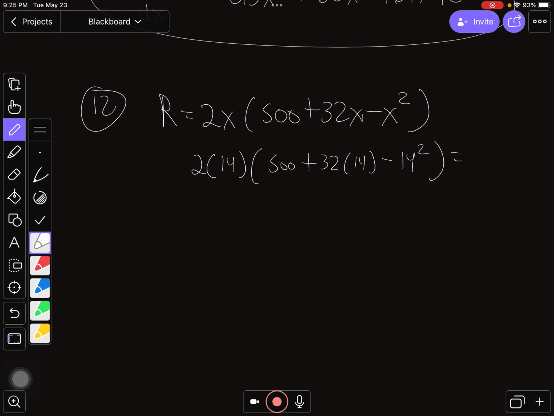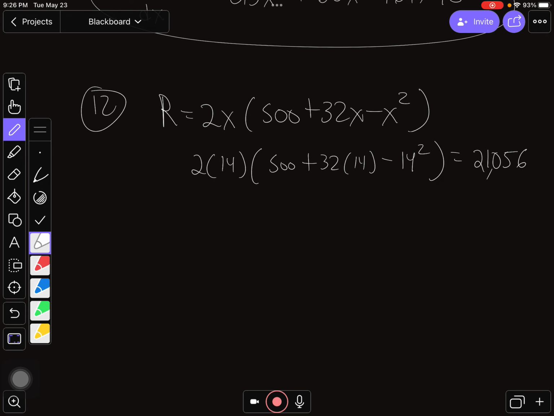And when I plug it into my calculator, I want to make sure I put all my numbers in right. It's easy to type a number in wrong. Yep, that's right. So the revenue from renting 14 apartments is $21,056. But that's not my answer. It wants the additional revenue when the number of rentals increased from 14 to 15.